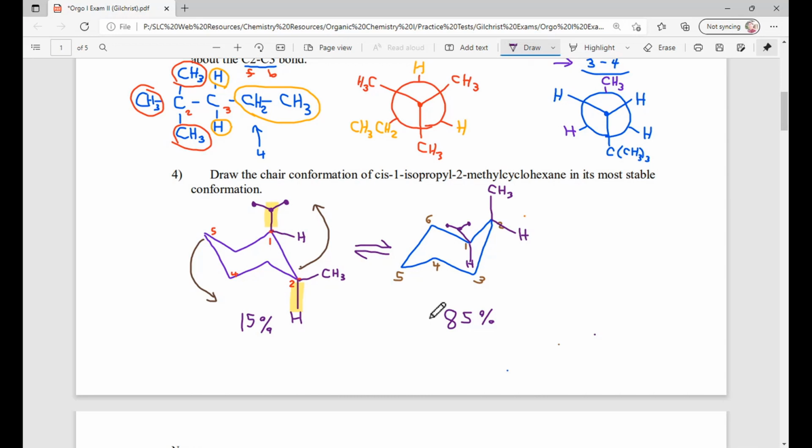In summary, up and down don't change. What changes is axial or equatorial. In both of these cases, the methyl group is up relative to the other group. In both of these cases, the isopropyl group is up relative to the other group. Cis means they're either both up or both down. Trans means one's up, one's down.